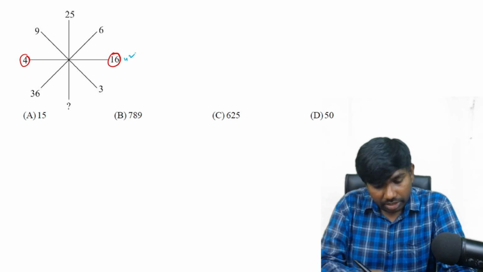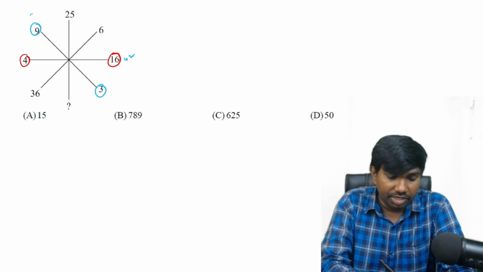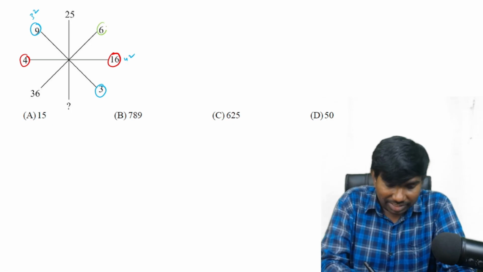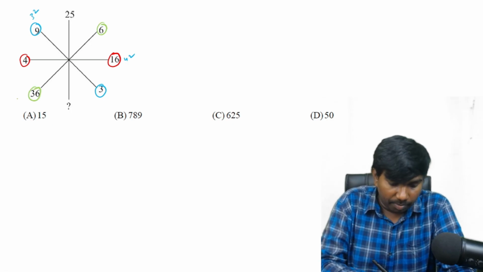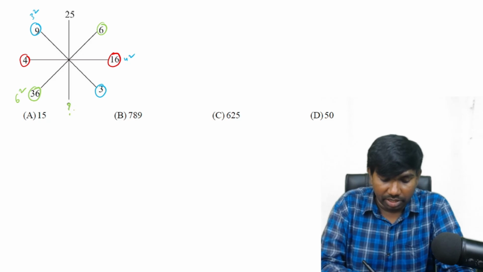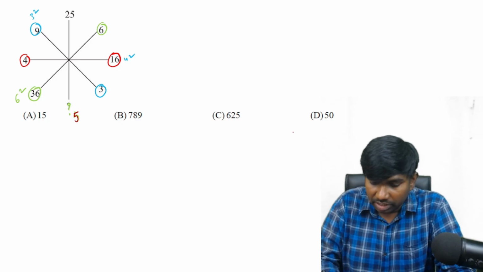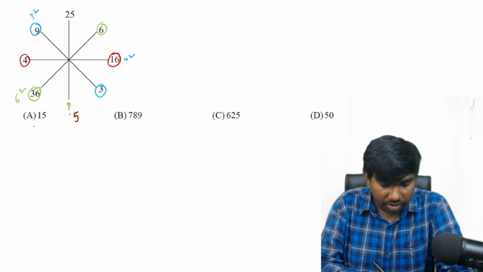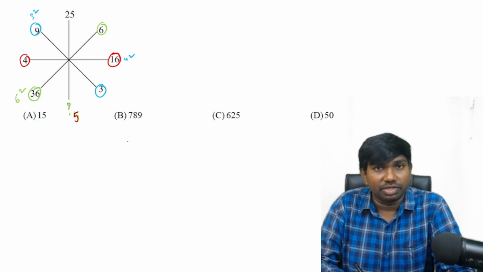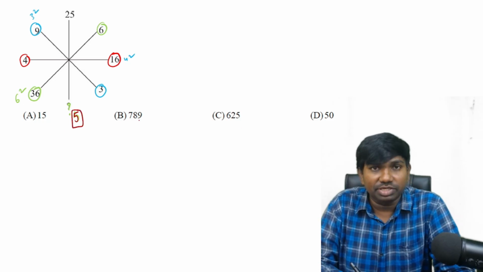Next, 3 and 9, how are they related? Yes, it is 3 and it is 3 square. Next, 6 and 36, how are they related? 6 opposite is 6 square. So what will be our question mark number? Yes, you are right, that is 5, correct? 5 square will be 25. So our answer is 5, but 5 is not there in the options, correct? Opposite number square. So 5 is not in the options, which means the question is incorrect.